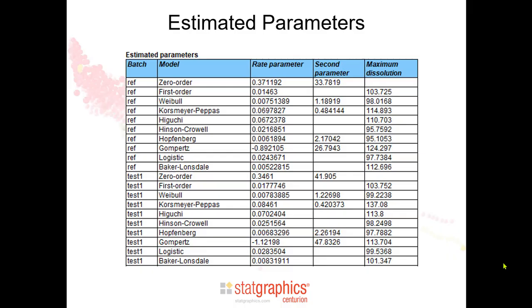A table is also generated showing the estimated parameters for each model and each batch. There are up to 3 parameters for these various models. All of the models have a rate parameter. Many of the models also have a second parameter, such as a shape parameter. And all of the models except the zero order model have a maximum dissolution parameter.